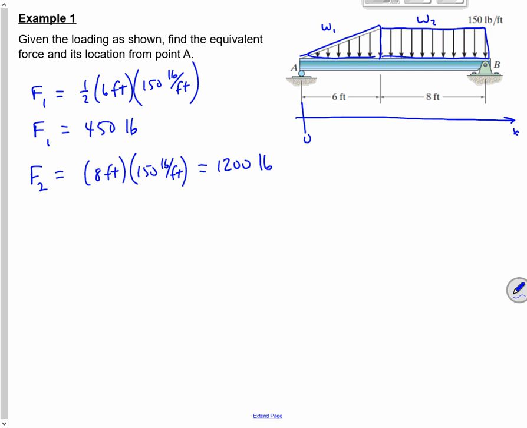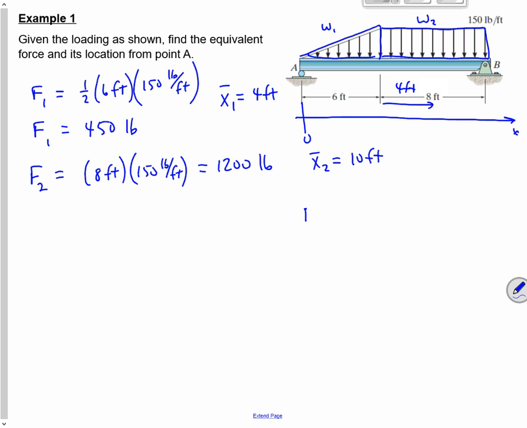Now, where do I place those 2 forces? Well, the x bar 1, the distance is 6 feet. From the left, that's the smaller end, so it's going to be 2/3 of that distance, which would be 4 feet. x bar 2 is going to be right in the middle of that 8 feet, right, which is 4 feet from that end, which is 10 feet from A.